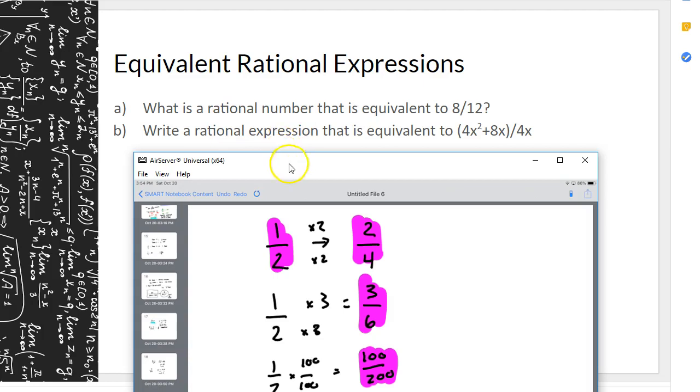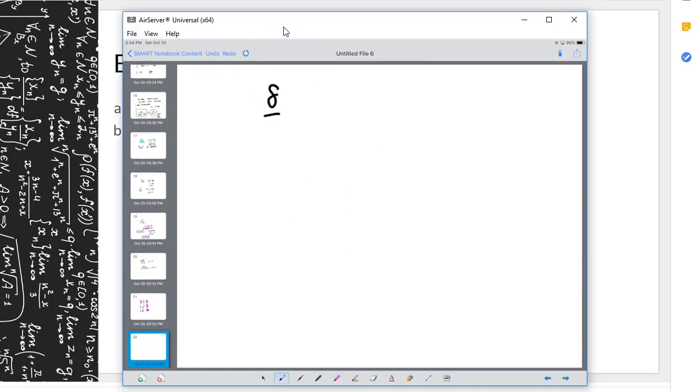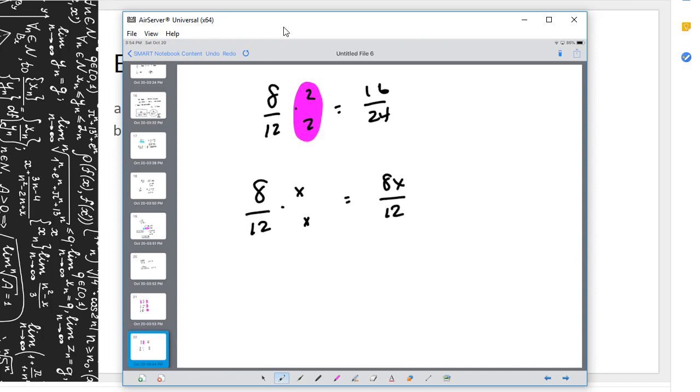All right, so what is a rational number that is equivalent to 8/12? That's the same process. We could just multiply the top and the bottom by 2, 16/24. But what we need to realize is we're creating equivalent fractions by multiplying the top and the bottom by the same number. We could multiply the top and the bottom both by x. Sorry, 8x over 12x is equivalent to 8 over 12.